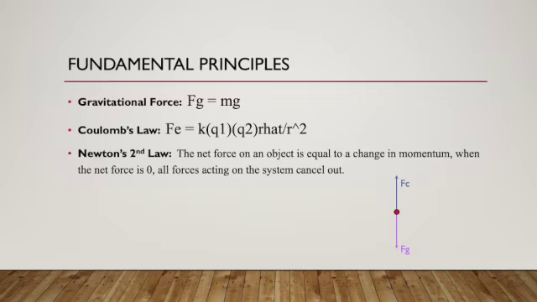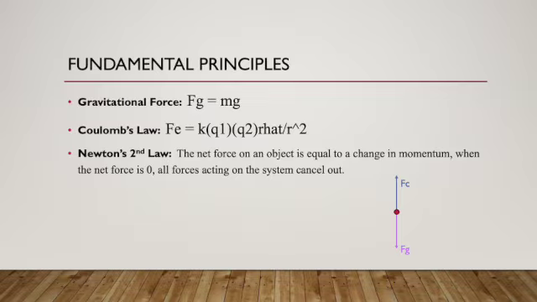Fundamental principles. In this lab, to calculate what we need to calculate, we use the equation for gravitational force, which is Fg equals mass times the gravitational acceleration of Earth, and then Coulomb's law to find the electric force of one piece of tape on the other. It is the K constant times the charge of one tape times the charge of the second tape, r hat over r squared. And then we use Newton's second law, which is the net force on an object is equal to a change in momentum.